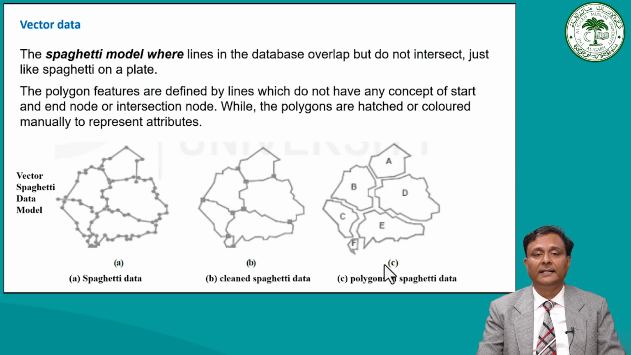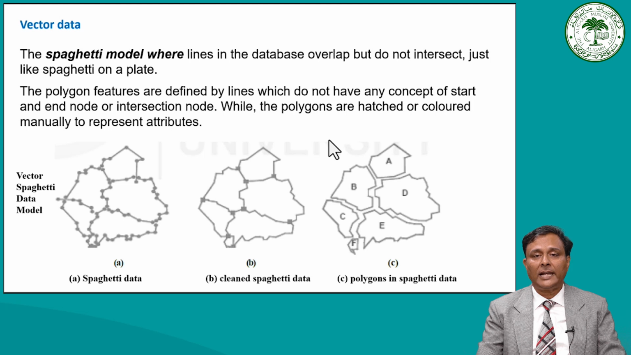Now here you can see the three diagrams which I am showing you about the vector spaghetti data model. However, the simplest vector data model, which stores and organizes the data without establishing relationships among the geographic features, is called the spaghetti model. That is what we have discussed in our previous slide. So, highlighting the spaghetti model, I would say that in the spaghetti model, lines in the database do not overlap.